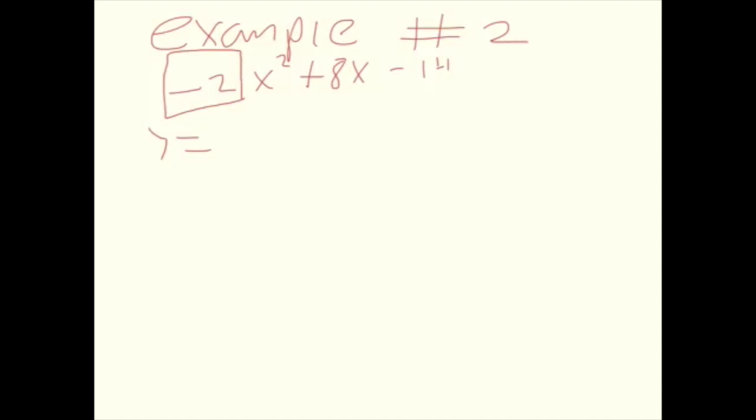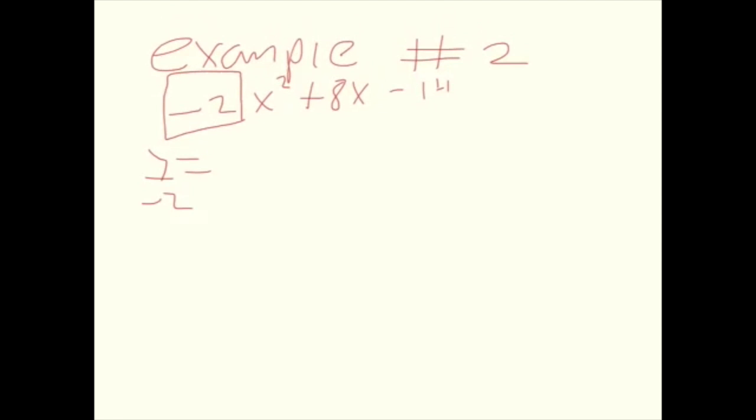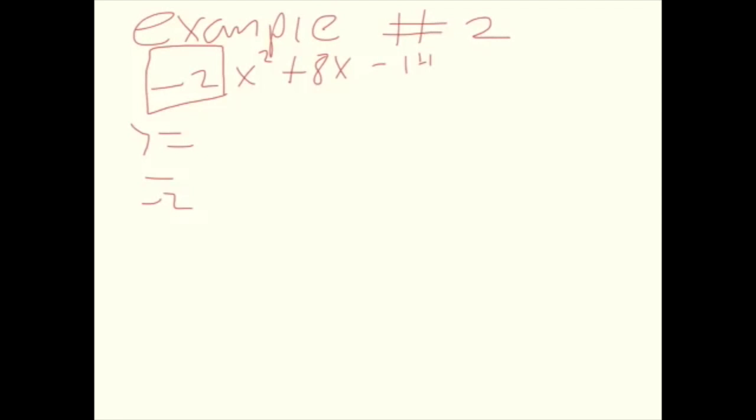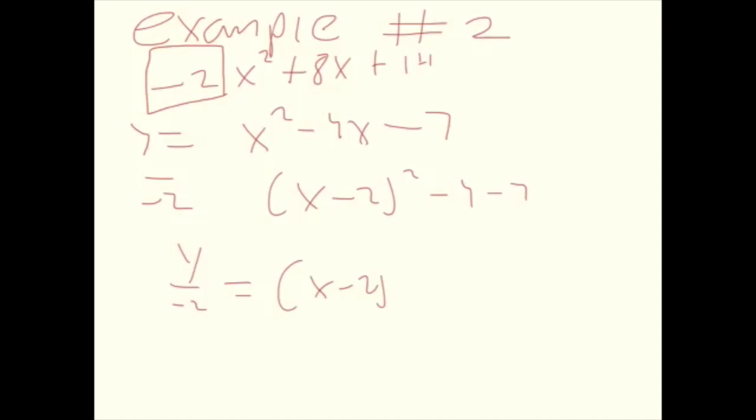So we have y over -2. Okay, so I actually want to change this to plus 14. Sorry about that. Plus 14. So x squared minus 4x minus 7. Complete your square. X minus 2 squared. B over 2, right? So 4 over 2, 2, minus b over 2 squared. That is 4 minus 7. So you have -11. So then you have y over -2 equals x minus 2 squared minus 11.